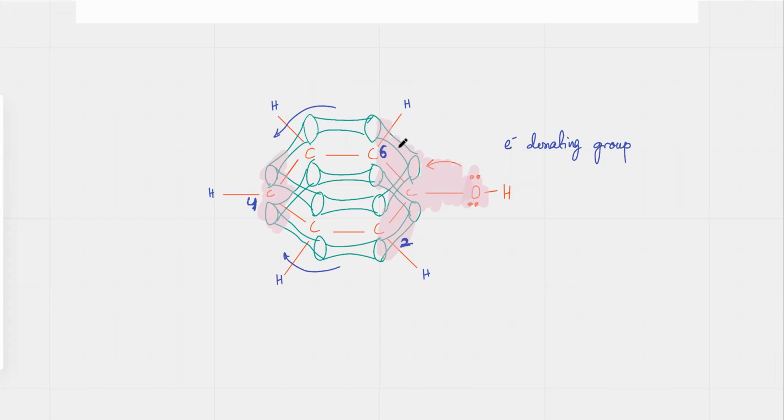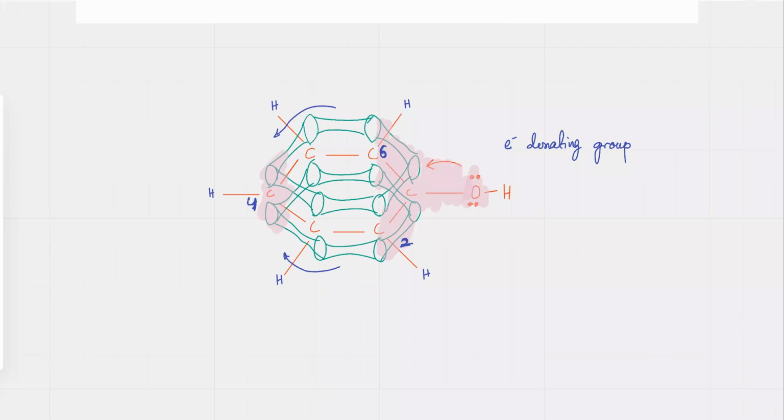So this is what's going on, and this is what is meant by 2-4 directing groups. You don't use the word 6 because 2 and 6 are kind of the same position. You just flip it around. So the electron density is higher at position number 2, 4, and 6. That's just this.